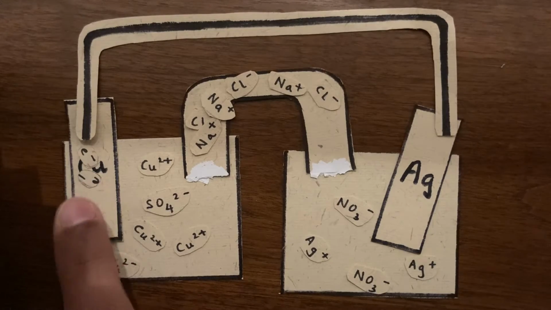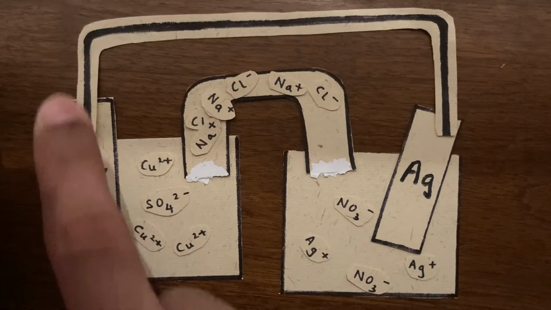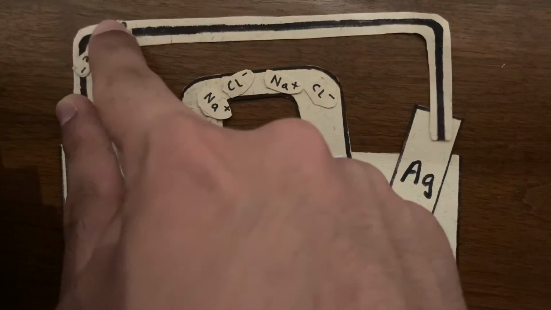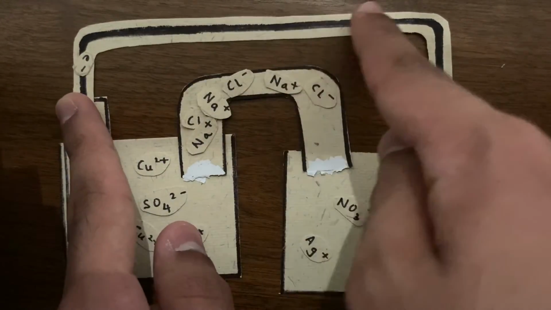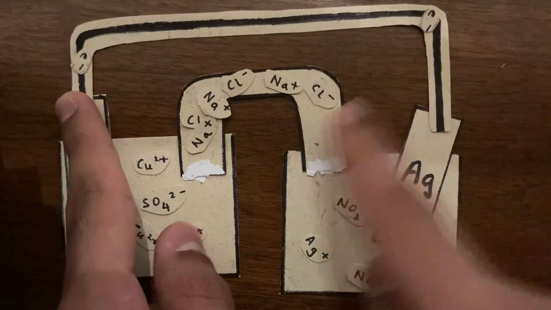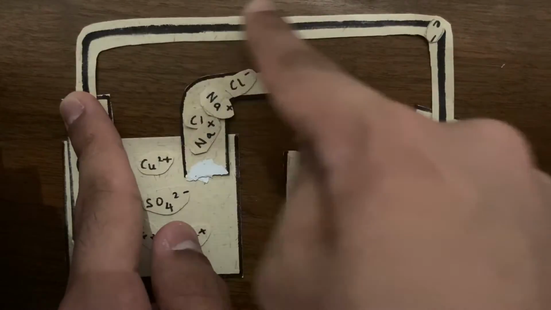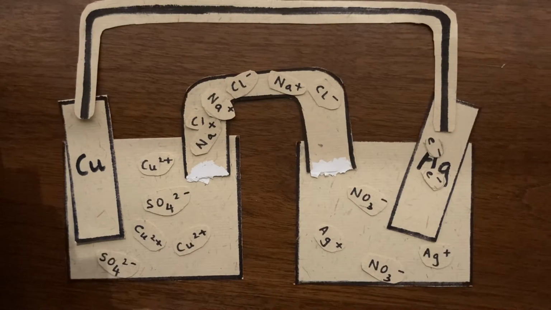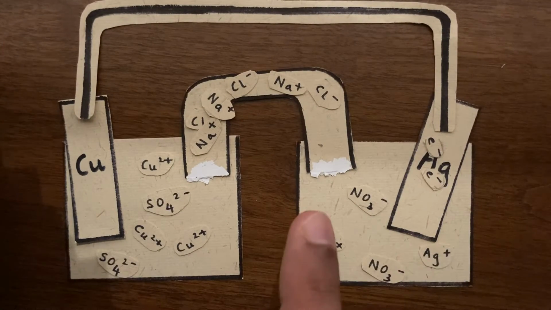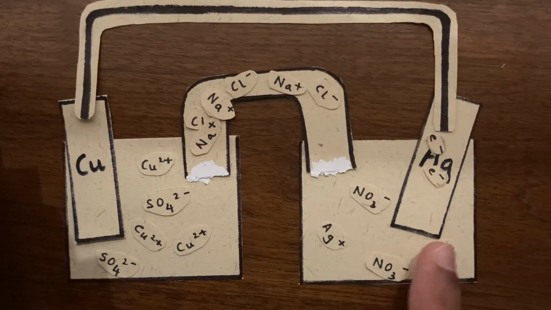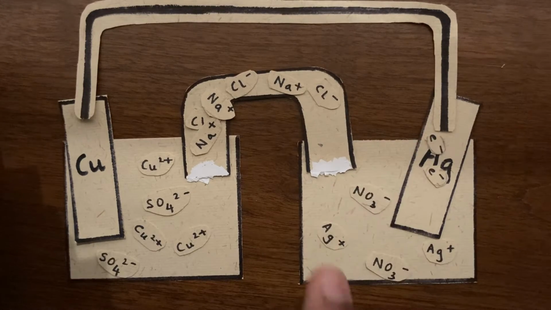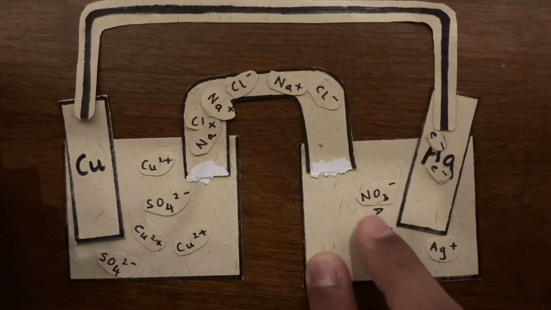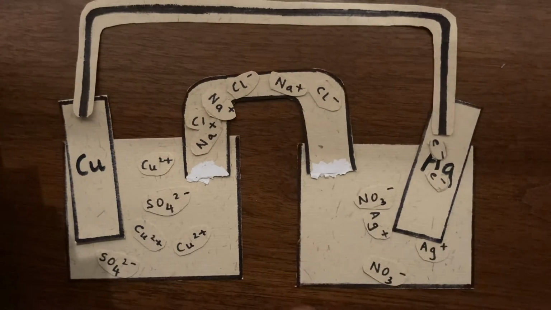Now, these electrons will take the path of least resistance along this conducting wire. So these electrons travel along this conducting wire, the path of least resistance, to the silver block. Now these electrons will enter this silver block, and since these Ag ions are extremely attracted to these electrons, the Ag ions will flow towards the silver block.